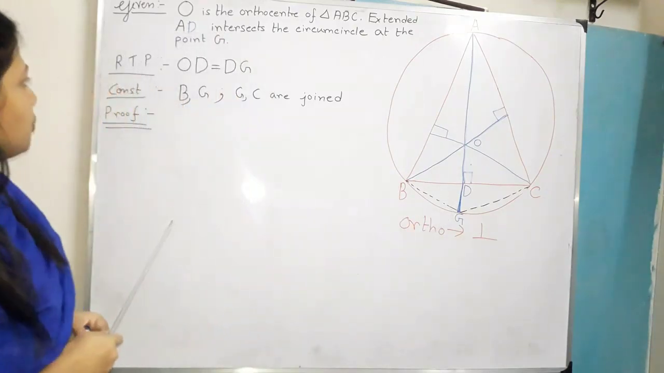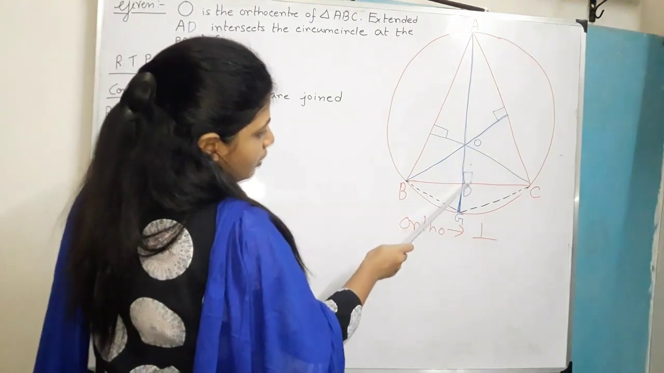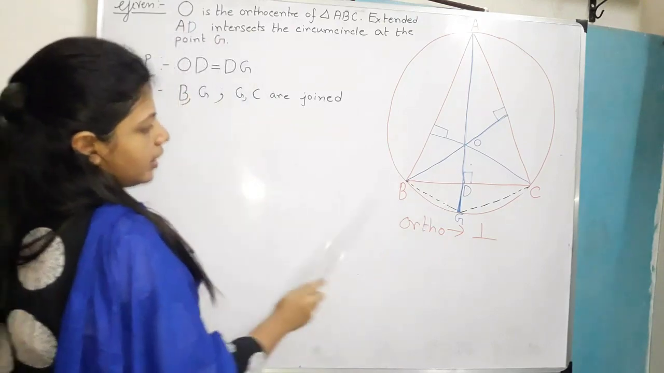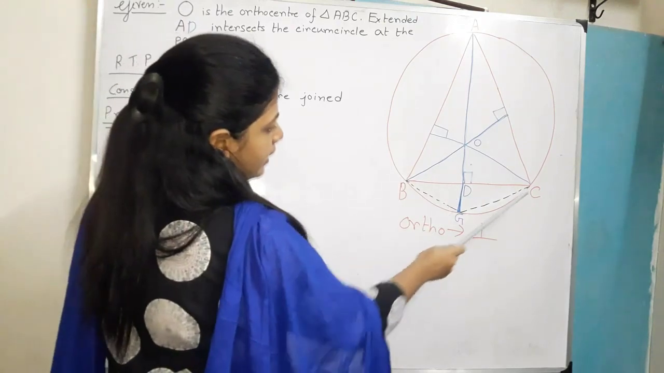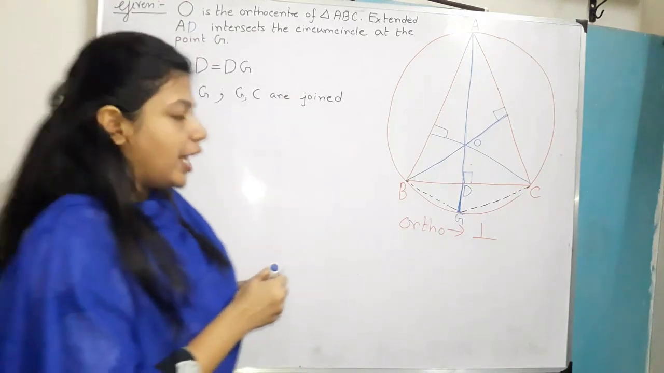Now what do we have to prove? OD equals DG. This one we have to prove. What is the construction here? BG and CG are joined. Now I will start the proof part. First try to understand.